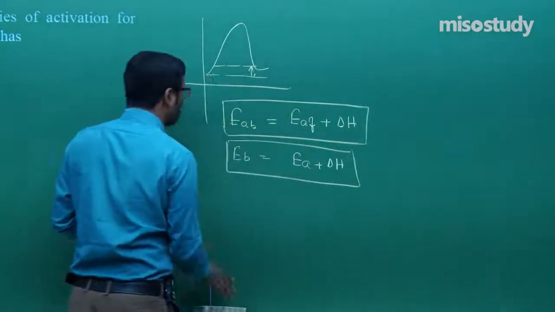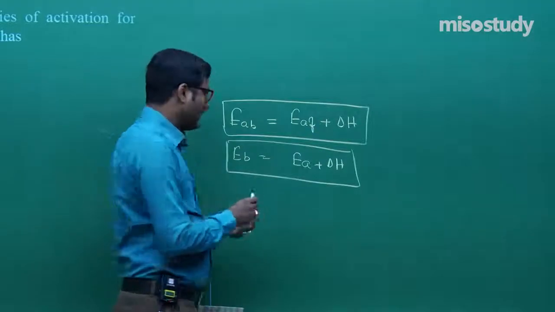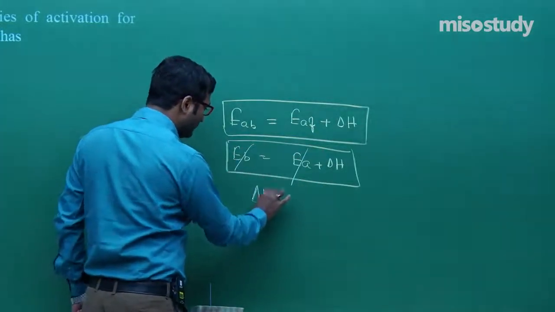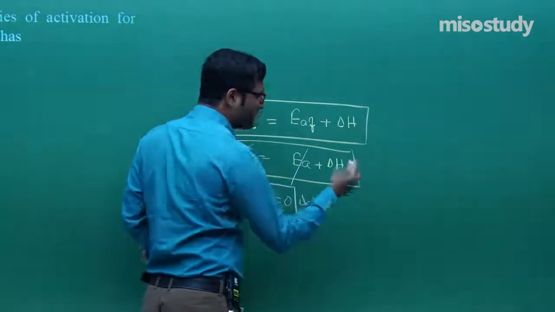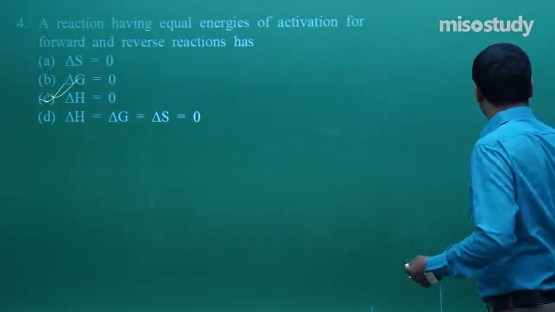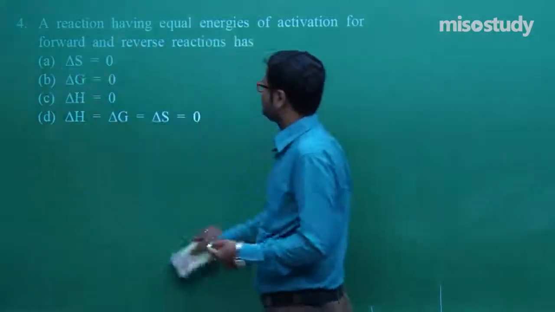So do not take lots of pressure, just use the formula. Now look here in the question, EB is equal to EA, that is, they cancel each other. So what is the output here? The output is delta H is equal to 0. So simple. Now the option is option C. Now let's move to the next question.